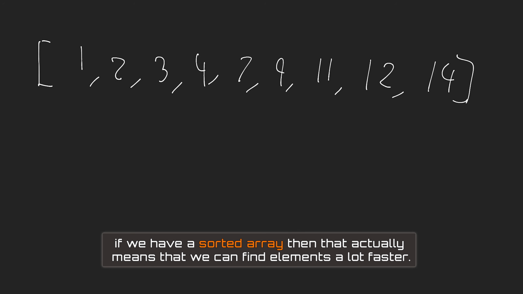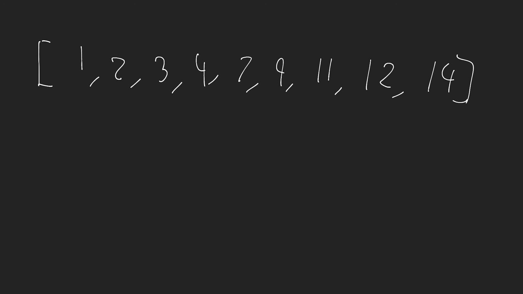Well, if we have a sorted array, then that actually means that we can find elements a lot faster. The reason for that is now the positions of the elements inside of these arrays are not arbitrary. It's actually based on some kind of ordering. So let's say I wanted to find the element 3, but I know that my array is sorted. Well, how can I go about locating 3? Now, I no longer need to search through every individual element. What I can actually do is use an extremely efficient and popular algorithm known as binary search.